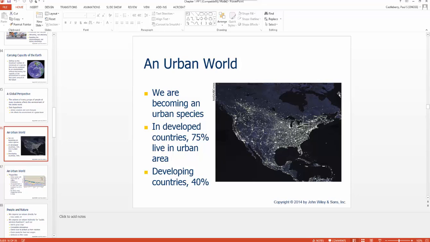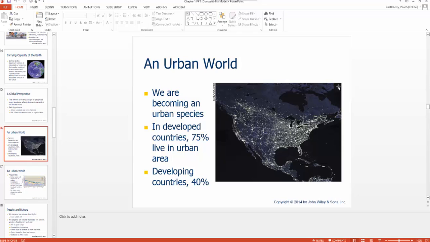Now that's an issue. In fact, about 75% of the population in developed nations live in urban areas. 75% live in urban areas. Now that, again, is in developed nations. Now, if we look at developing nations, one thing that points to is the continent of Africa. Only about 40% live in urban areas.